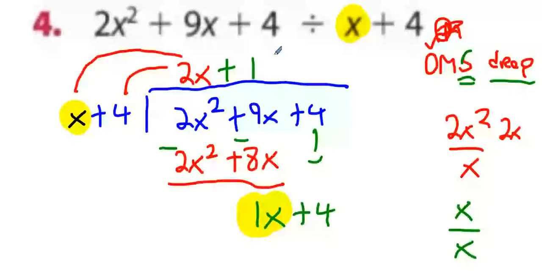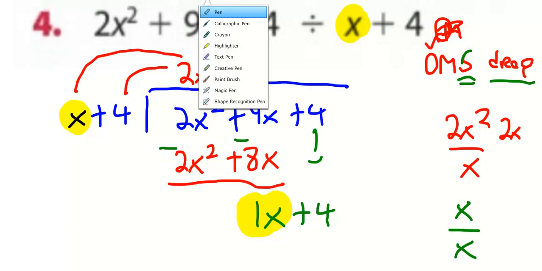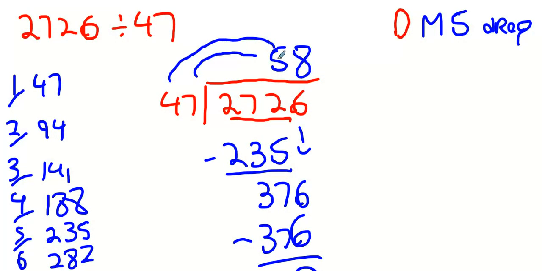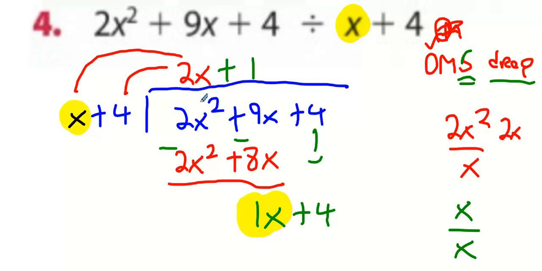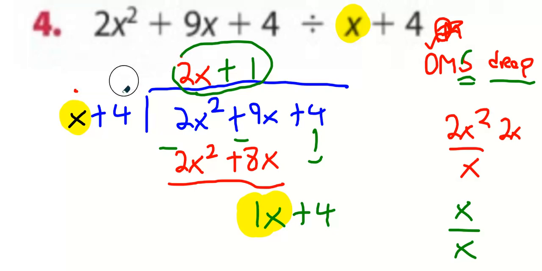Now, I'm not finished. In the same way, do you remember the 58 was my answer in the last question? What comes on top is your answer. Well, currently my answer is 2x plus 1. However, I have to prove that there's no remainders. So what comes after D? Anybody, what comes after D?